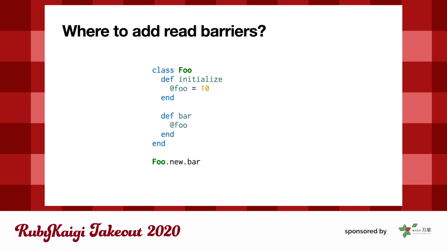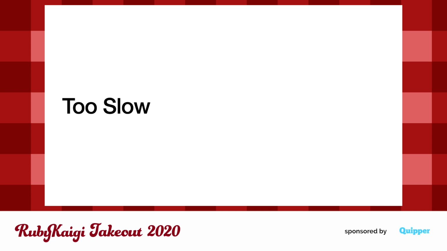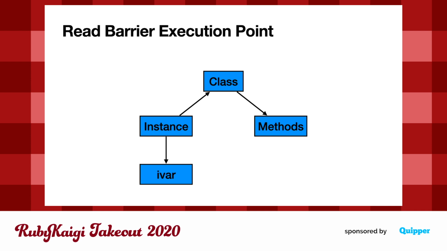Here's a very simple program. Let's find all the spots where a read barrier might need to execute. Of course, we need to add one when instance variables are read. We also need to add one when initialize is defined because the class itself might have moved. We need one when the instance variable is written because the foo class might have moved, the foo instance might have moved. And then we have to add it in all these different places, and this is just way too complicated, and I don't want to do it.